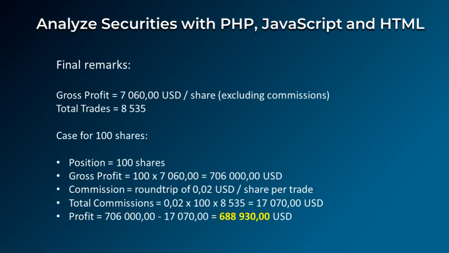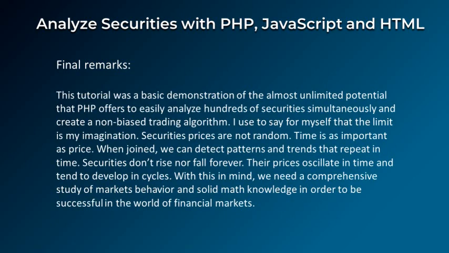But 100 shares seems a very low investment on securities trading at historical low prices, right? And what if we change our position amount depending on historical volatility and include benchmarks, prices and trends in the individual securities analysis? Now, this would require a new and better strategy. This tutorial was a basic demonstration of the almost unlimited potential that PHP offers to easily analyze hundreds of securities simultaneously and create a non-biased trading algorithm.